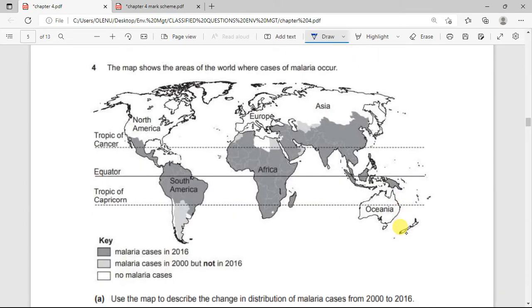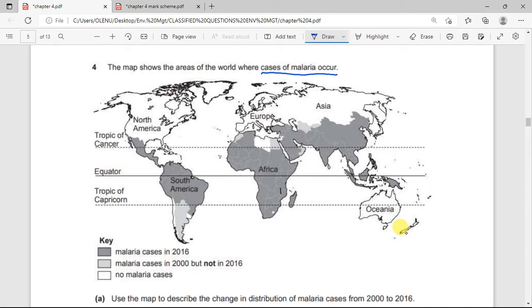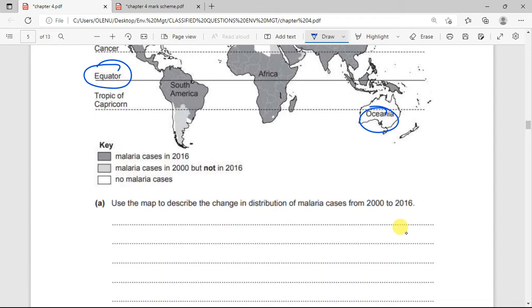Now, quickly, they say the map shows the area of the world where cases of malaria occur. So we have malaria cases around the equator. All of them have malaria cases. But the areas that have water available, the northern hemisphere, don't have malaria, and also Oceania.